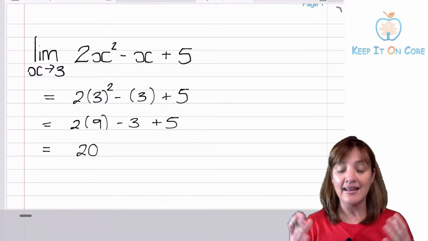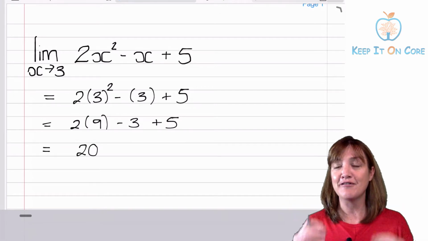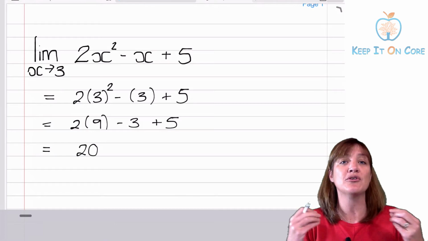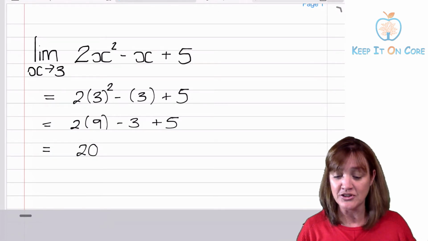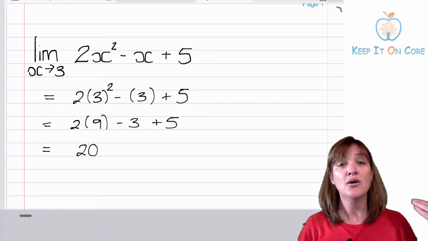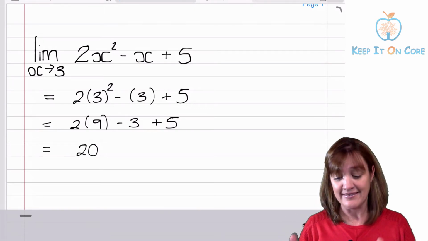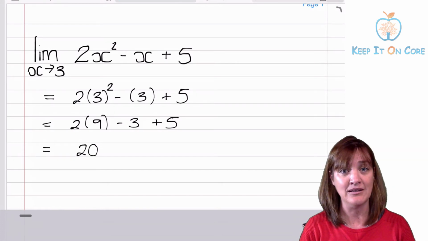And the limit at the value of 20, the value of the function at the point where x equals 3, exists at the point 20 because there is no undefined value over there. Again, unlike the first example we did, where we did get that undefined value. Here the limit exists, and it's actually valid at the point where x equals 3.